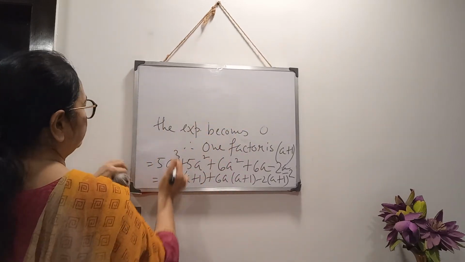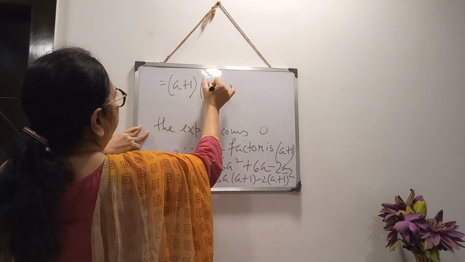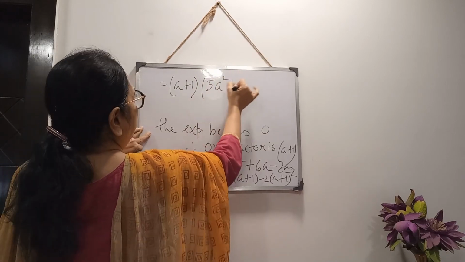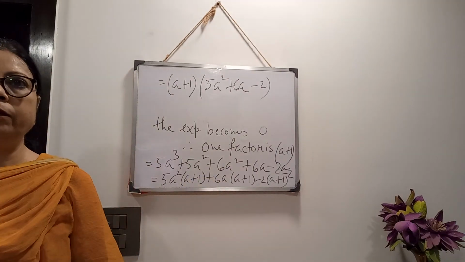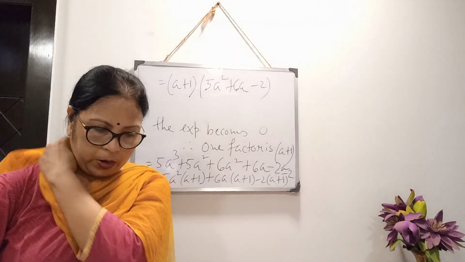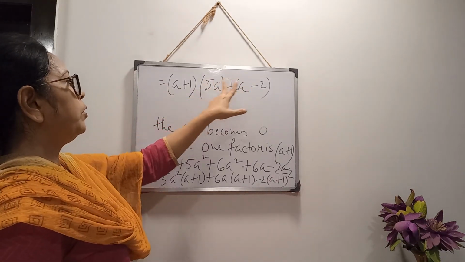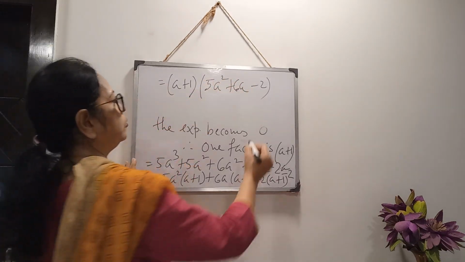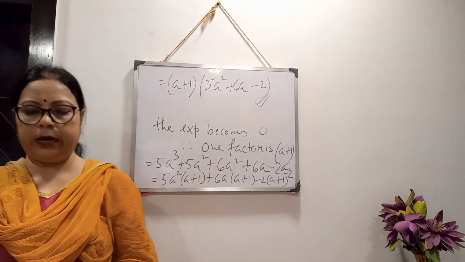So next step, a plus 1 times 5a square plus 6a minus 2. Again we have to check whether the middle term is possible or not. 5 2s are 10. So by using 5 and 2, 6 will not come. So this is our answer. Clear? Next one you will get in the next video.